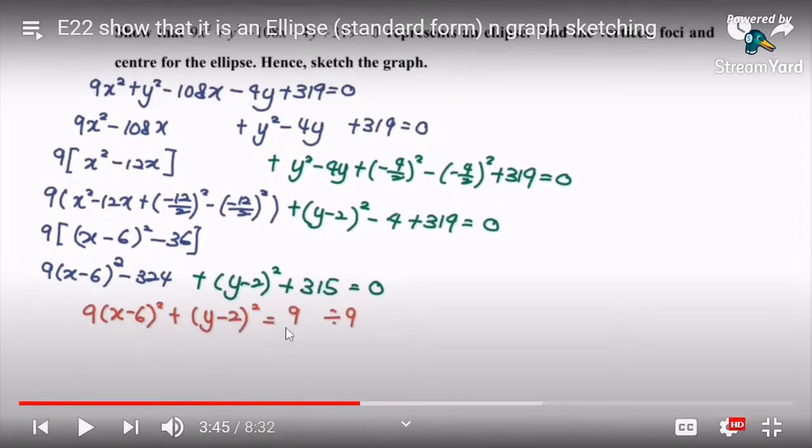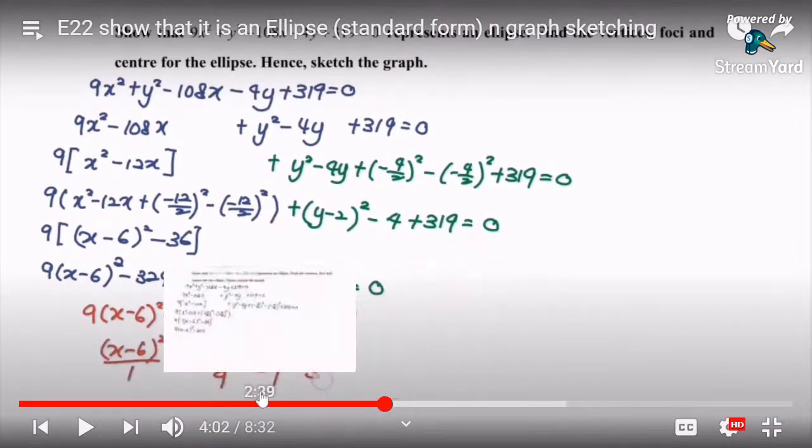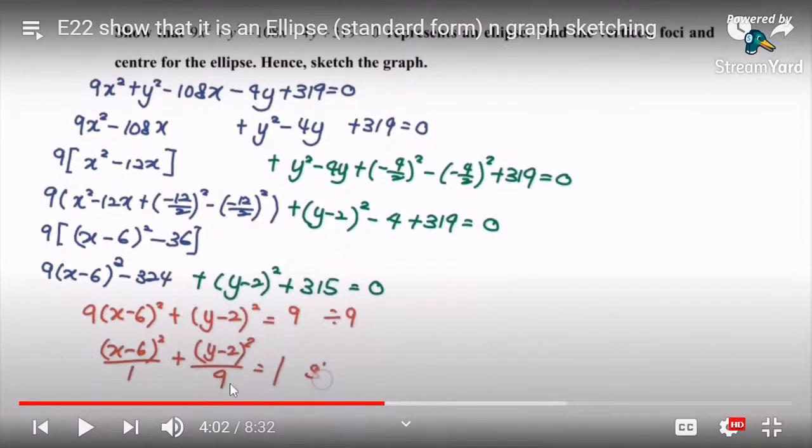Apa yang you perlu buat adalah, you kena pastikan the belakang ini mesti 1. Sebab ini adalah standard form punya format. So, that's why saya divide by 9. So, bila saya divide by 9, saya akan dapat jawapan saya macam ni lah. Okay. Bagaimana untuk show it is a ellipse? Inilah cara dia, iaitu completing the square.